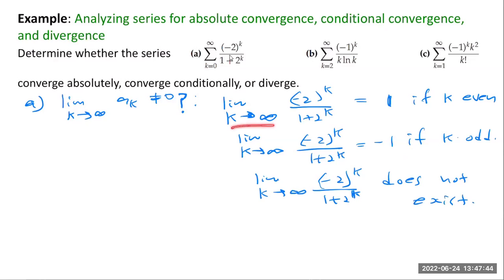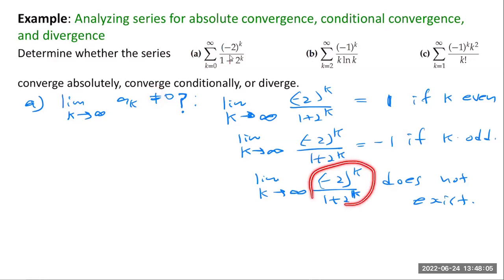Because as k approaches infinity, the values of the sequence are not approaching the same value. When k is even, it is approaching 1. When k is odd, it is approaching a different value. Okay, it is not approaching the same value, so this limit does not exist. That means this is not equal to 0, right?